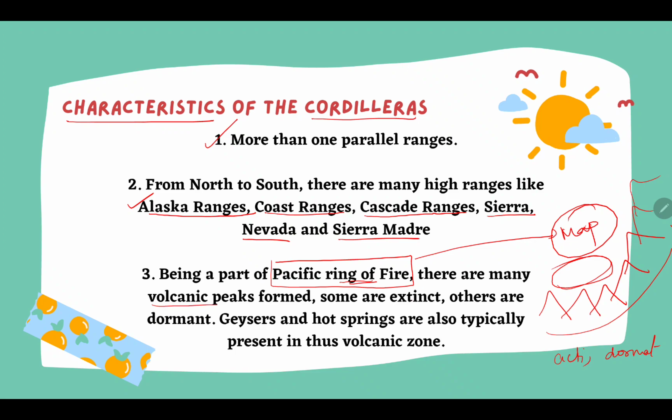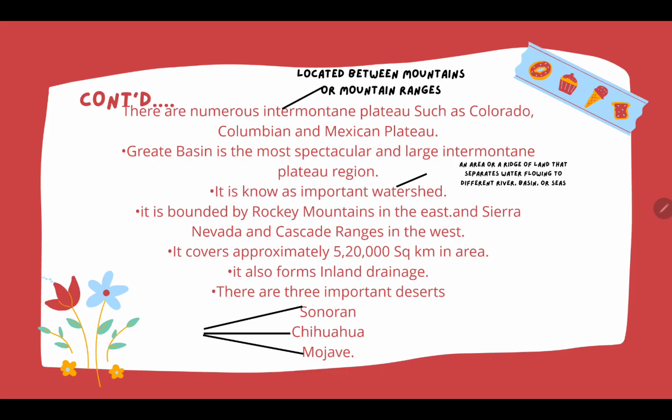There are many volcanic peaks formed. Some are extinct, meaning they don't have any capacity to spit out hot lava. They are dead. Others are dormant, meaning they are just sleeping and waiting for a time to explode. And geysers and hot springs are also typically present in this volcanic zone. I will show geysers and hot springs in subsequent slides.